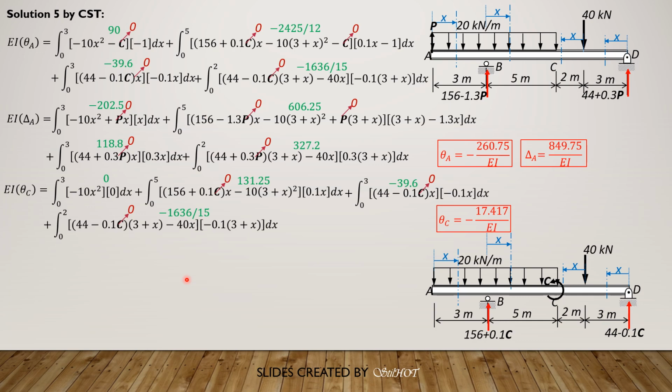Then we apply unit upward load. We apply upward load of P at C.